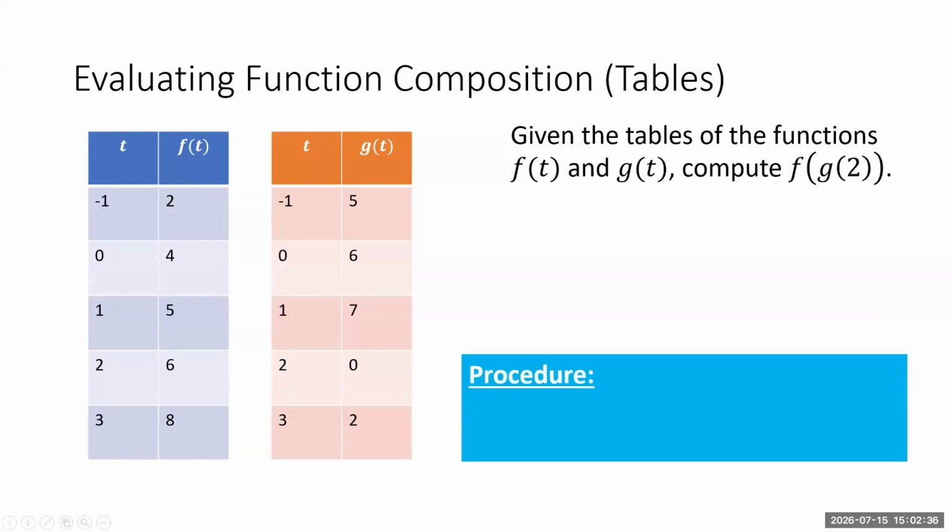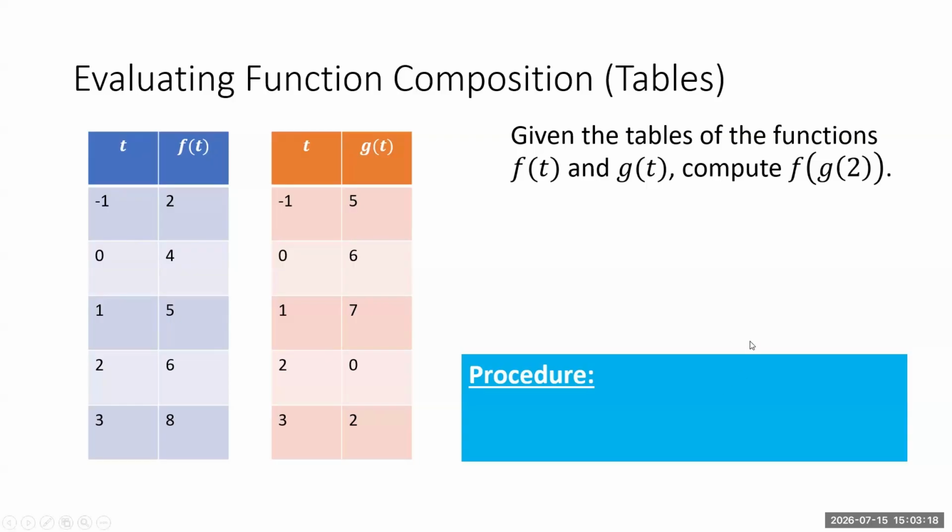Evaluating function composition with tables. Here we have two tables, a blue table and an orange table. The blue table corresponds with the function f(t). The orange table corresponds with the function g(t). Each table has two columns, the t column and the f(t) column, or the g(t) column, respectively. For the f(t) table, we have the t values -1, 0, 1, 2, and 3, and the f(t) values 2, 4, 5, 6, and 8. In the g(t) table, we have for t, -1, 0, 1, 2, and 3, and for g(t), we have 5, 6, 7, 0, and 2.